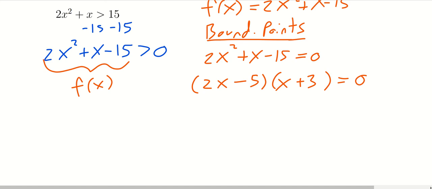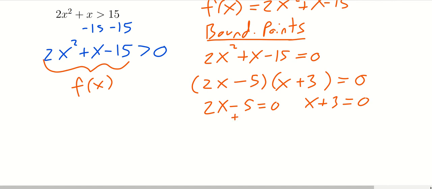If you're not sure, you can check this by distributing it back out. The outer terms will give us 2x times 3, which is 6x, and negative 5 times x will give us negative 5x, and then the 6x and the negative 5x do add up to the positive x in the middle. So we factored it. We can now set each factor equal to 0 independently.